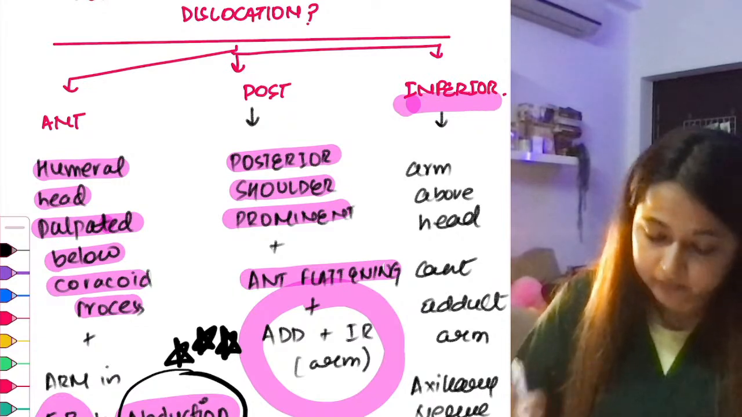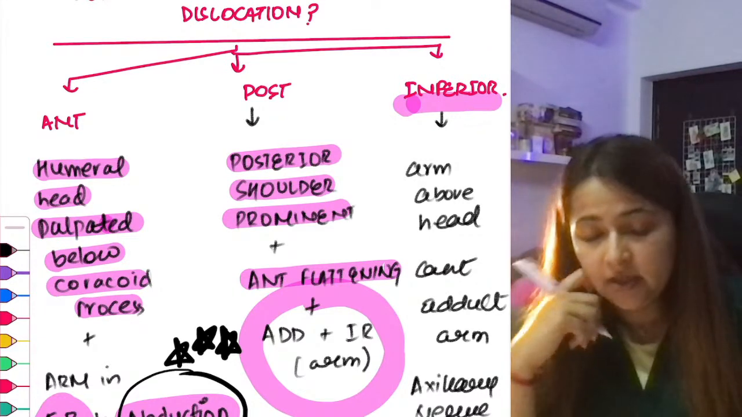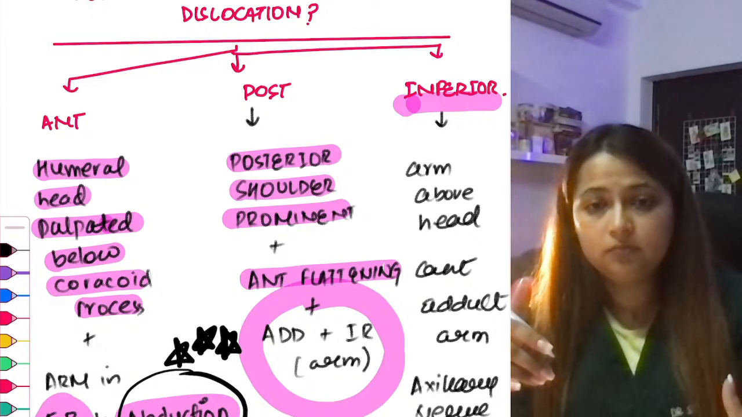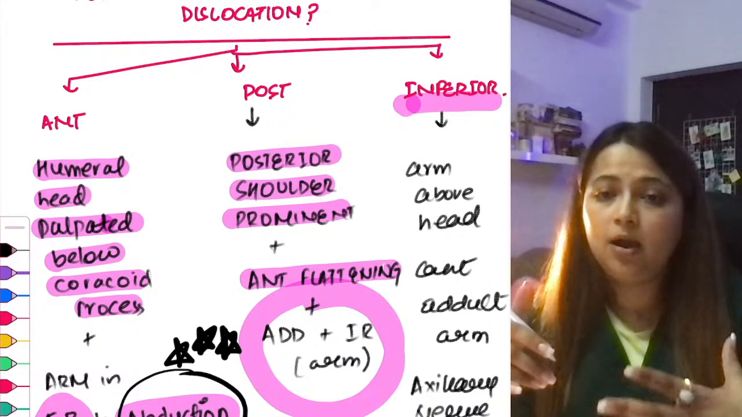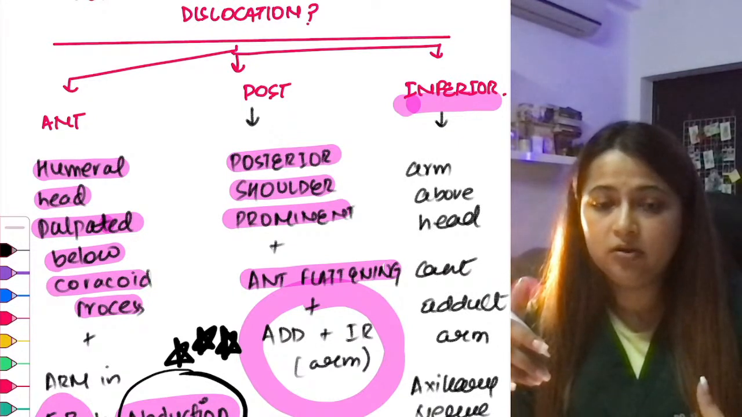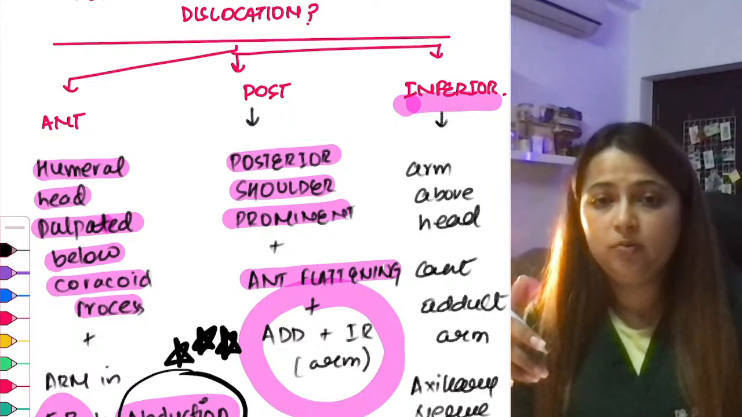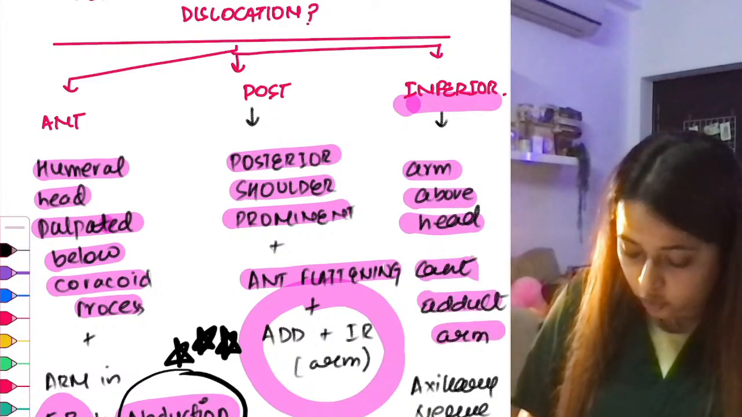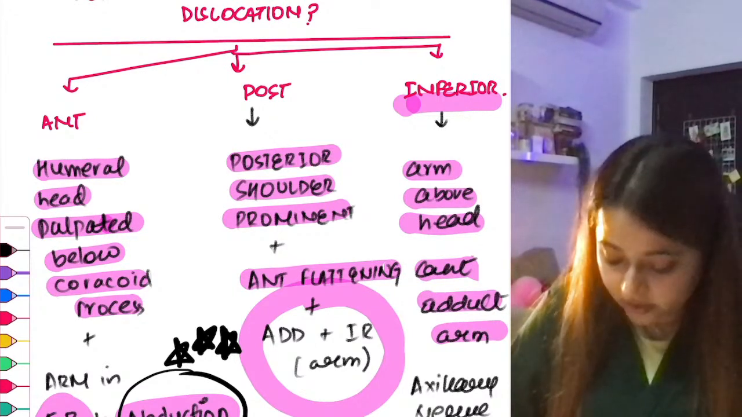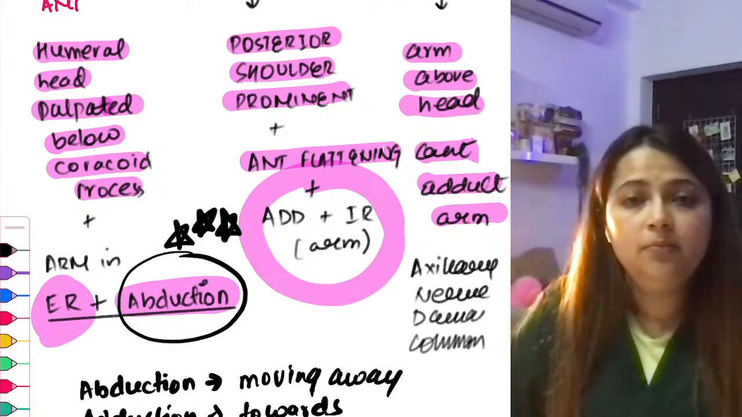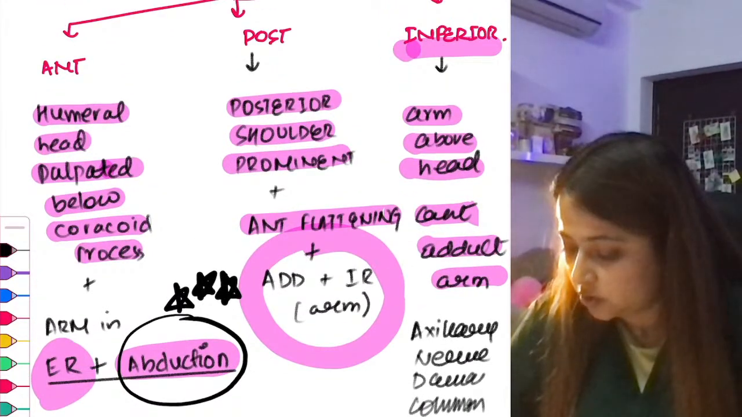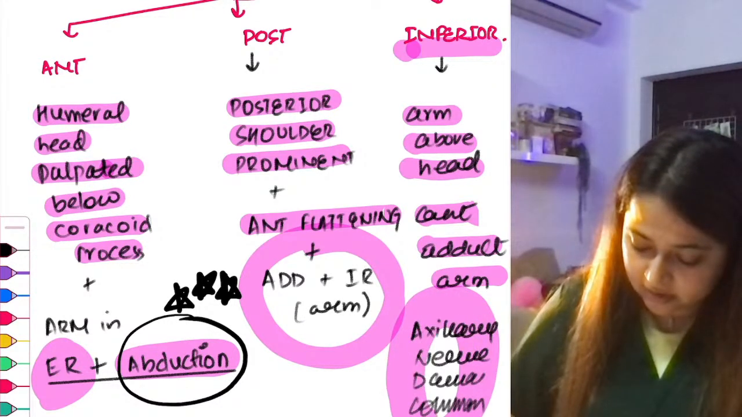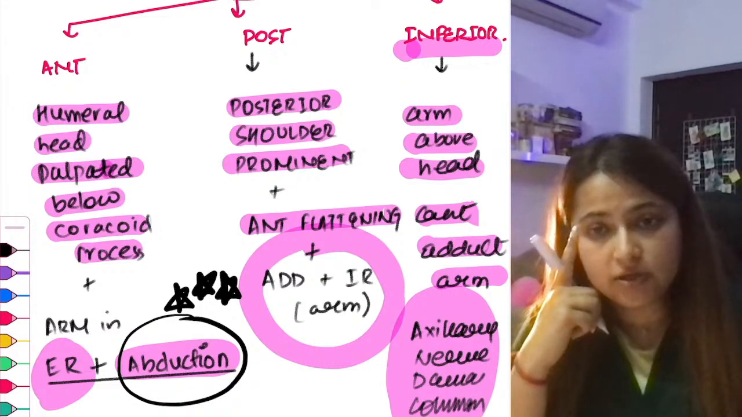Now talking about the inferior dislocation of the shoulder. Obviously if the shoulder is dislocated inferiorly, what would you see here? The patient would be holding the arm above the head, in order to stabilize. Then the patient won't be able to adduct the arm. And what is the problem in case of inferior dislocation of the shoulder? The problem is axillary nerve injury.